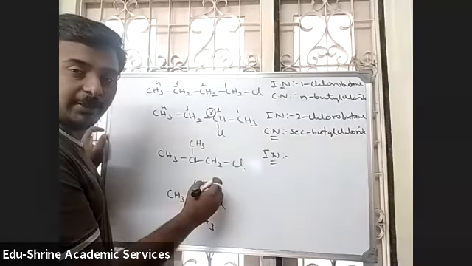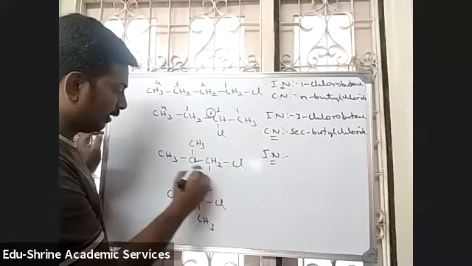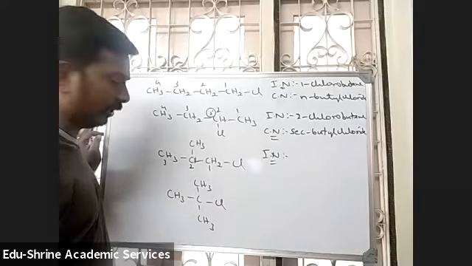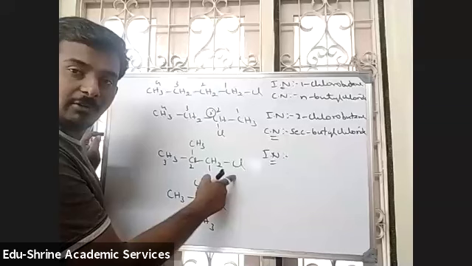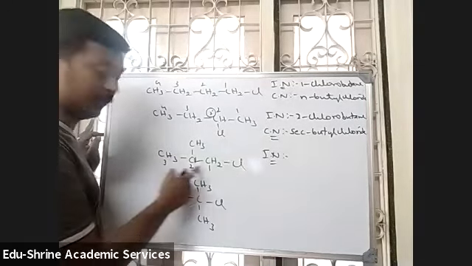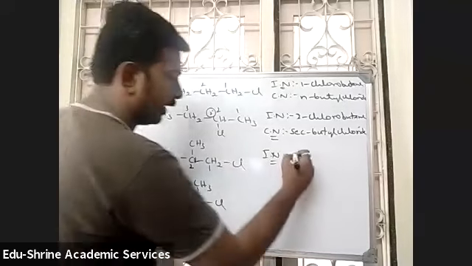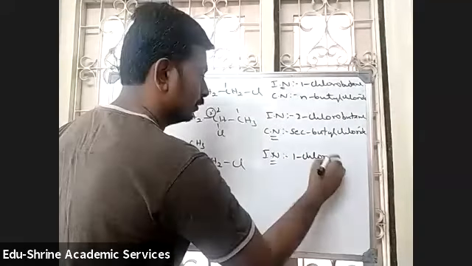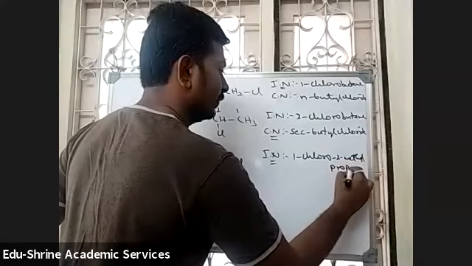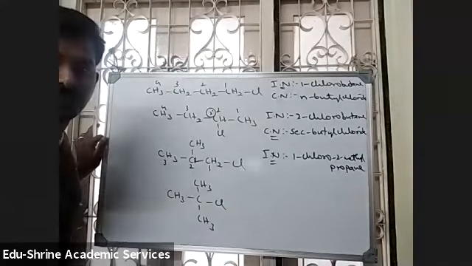So from where will you start numbering? 1, 2, 3. Right. You need to arrange the substituents in alphabetical order. So it is 1-chloro-2-methylpropane. 1-chloro-2-methylpropane.